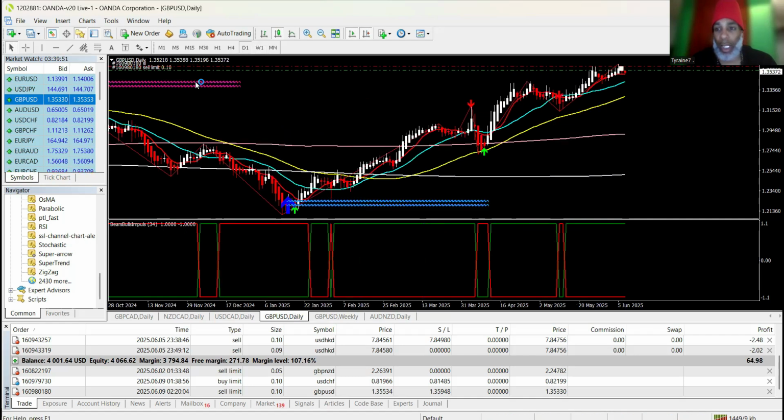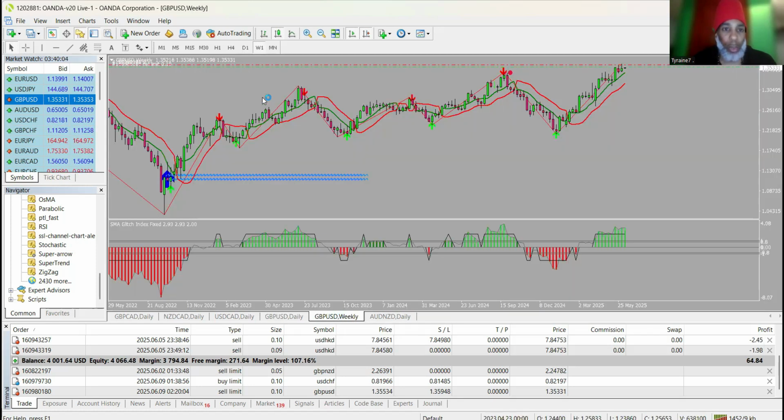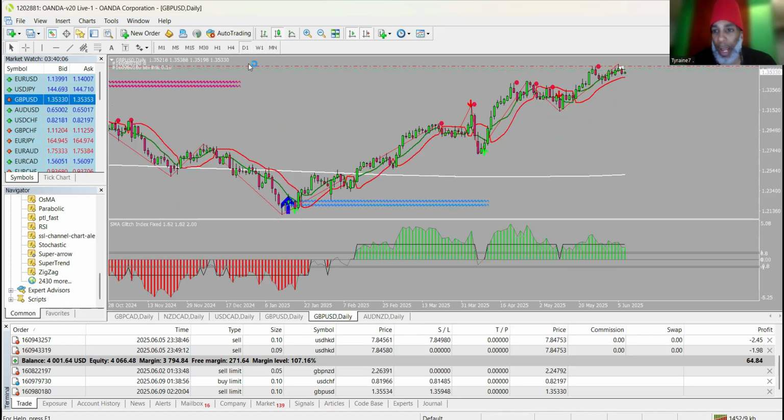If we go to the daily time frame, we actually have a sell on the daily. So this represents a sell. This one is definitely one that we're looking to get in on a sell. I would just like to see a pullback, a little more of a pullback. As you can see, this is another angle.